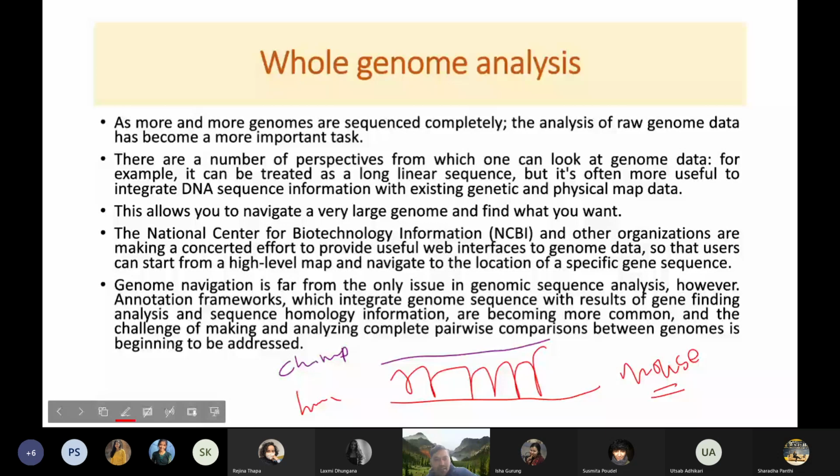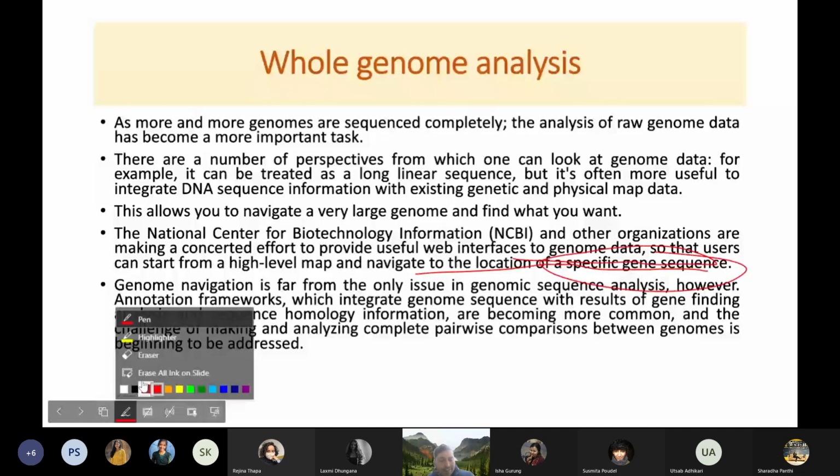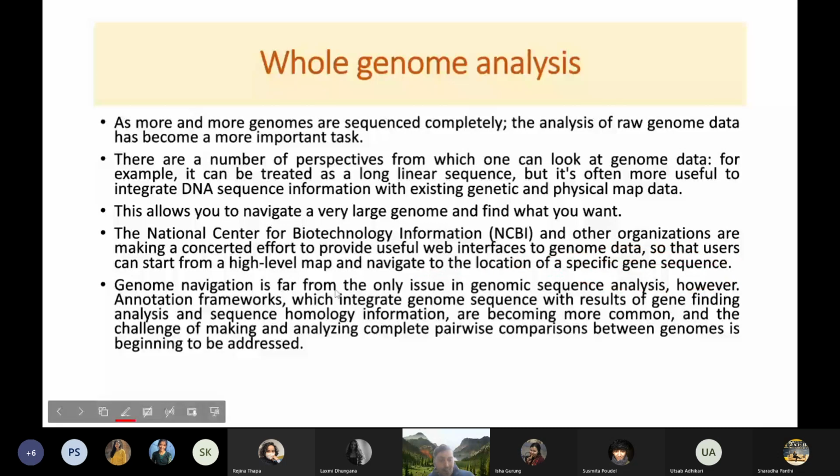NCBI and other organizations are making a concerted effort to provide useful web interfaces to genome data, so that users can start from a high level map and navigate to the location of the specific gene sequence. So what can we do? We can input our genome into these web services, and then navigate to locations, to specific gene locations. Genome investigation is far from the only issue in genomic sequence analysis; however, there is the annotation framework, you have to annotate the genome.